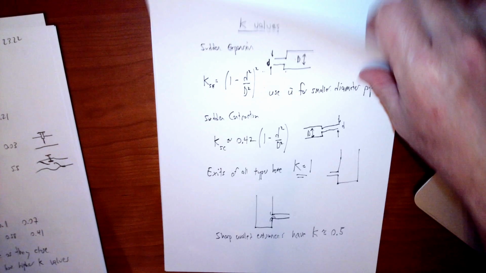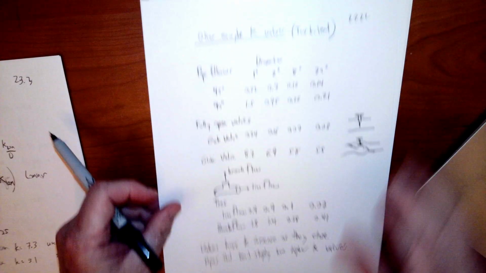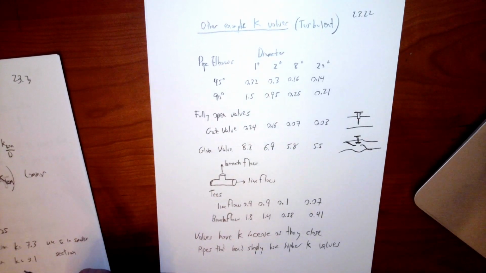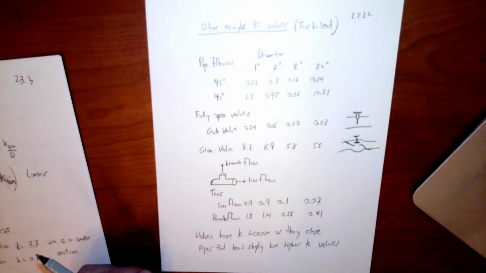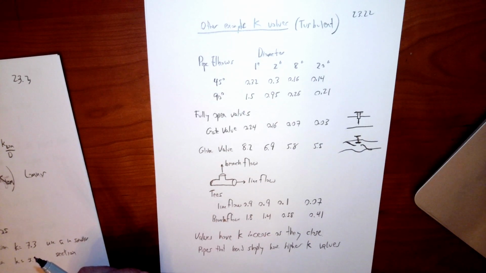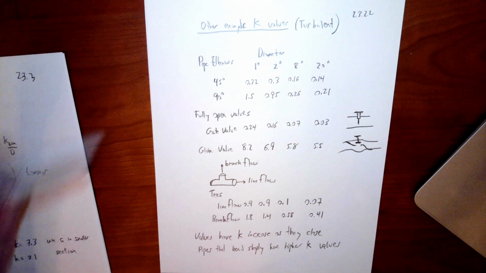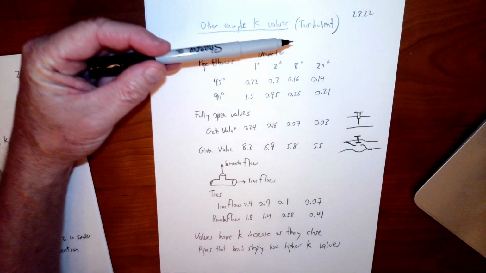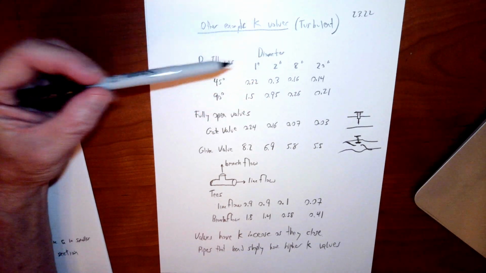For the next set, I'm just going to put this on the screen. Hopefully you'll be able to see it here. These are some others, just examples of the kinds of things you'll find when you look on these tables. As I say, there are many of these tables. They exist in fluid mechanics books, they exist online, and they exist in engineering handbooks. So here are some examples of things. So this is all, remember, for turbulent flow. We haven't dealt with laminar at all. Laminar K values are very different.